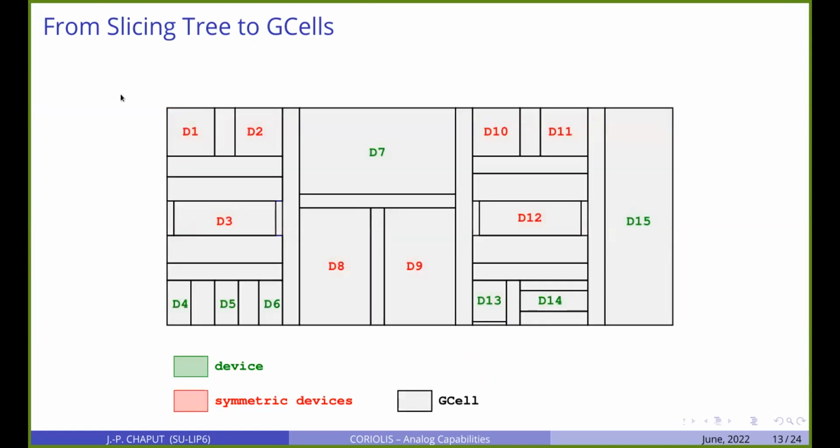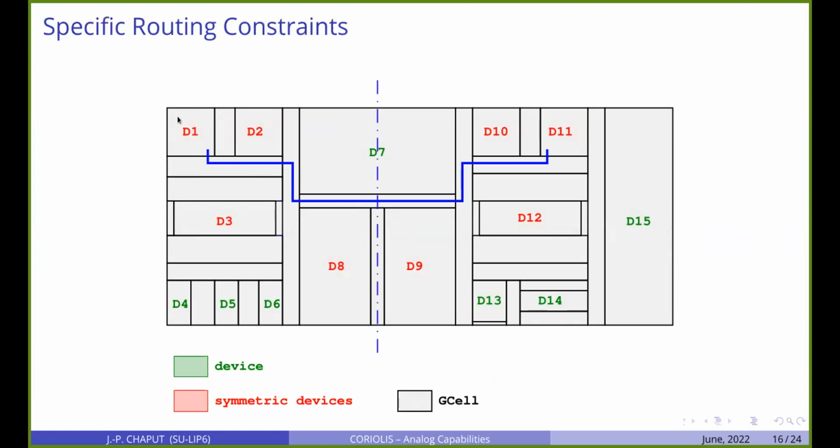So finally, what we got is this. This is the final GCell partition representing the analog design. And on top of this, we can then also define symmetric constraints. For example, here, we said that this net, the blue one, is self-symmetric, meaning it will be routed symmetrically with regard to this axis, the axis going through the center of D7. And this is one net which will be symmetrically routed.